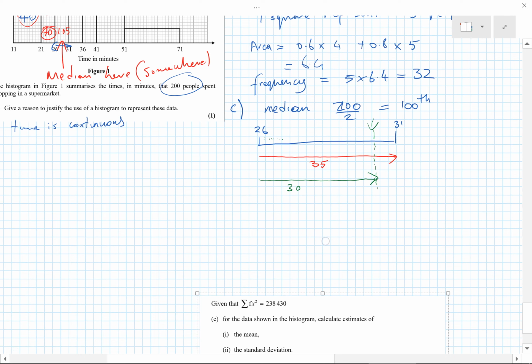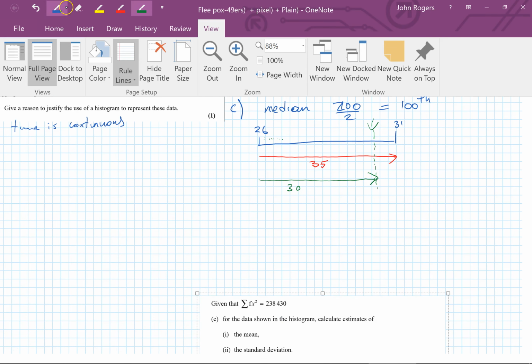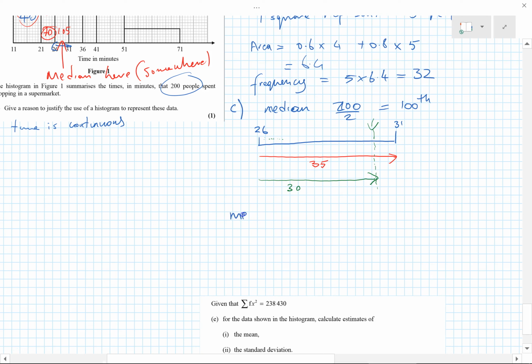So the median, let's go back to blue. The median is approximately 26 plus some fraction of the class width here, because the class width is 5, and the fraction involves these two numbers here. So it's 30 over 35 times 5.